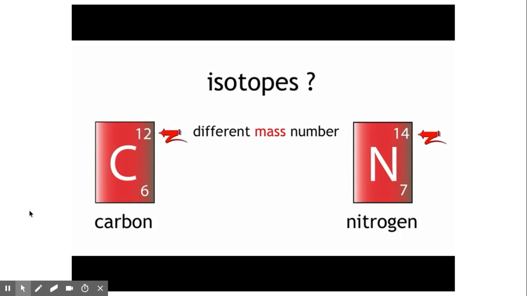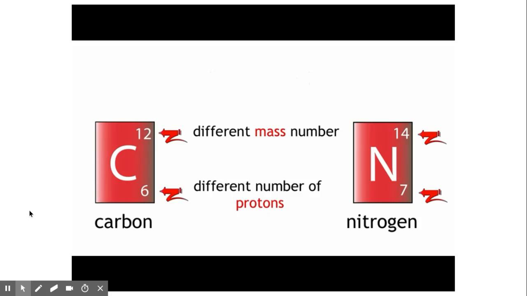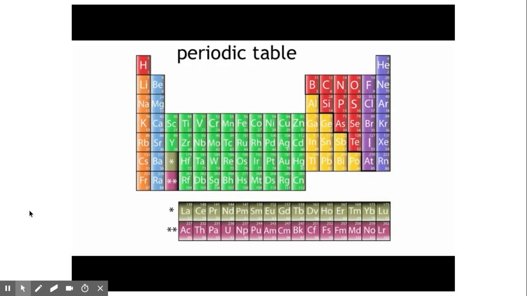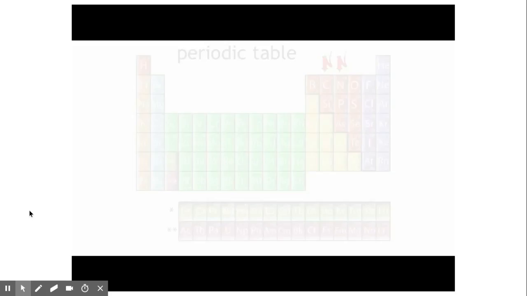They have different mass numbers. They also have a different number of protons. Therefore, they are not isotopes. They are completely different elements. Different isotopes of elements do not have separate positions on the periodic table. They occupy the same spot because they have the same number of protons.